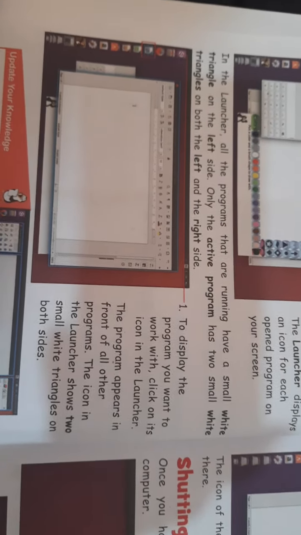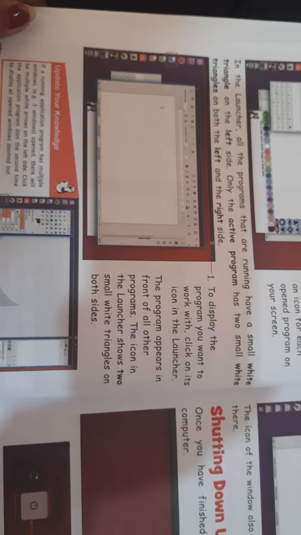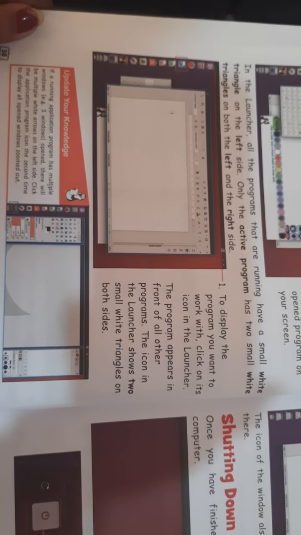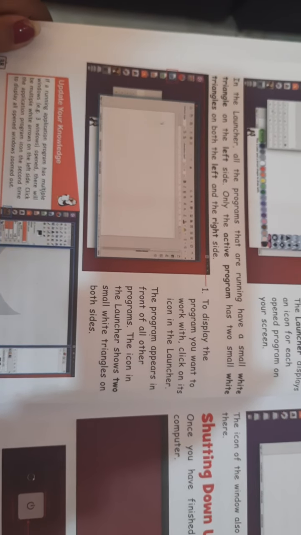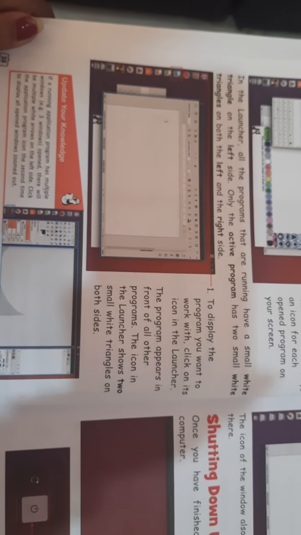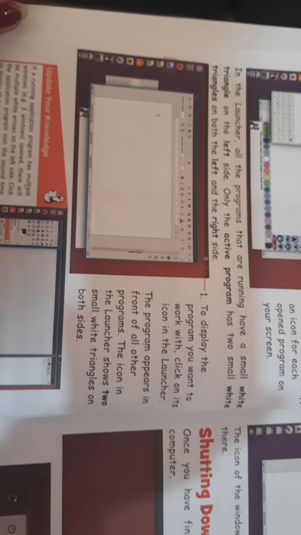Yes, children. As many windows as you have opened, the icon shows you how many windows you have opened. If you have 2 to 3 open windows, then those icons are shown with a small white triangle on the left side of the icon, but the active window shows a white triangle on both sides, that is, on the left side and the right side.